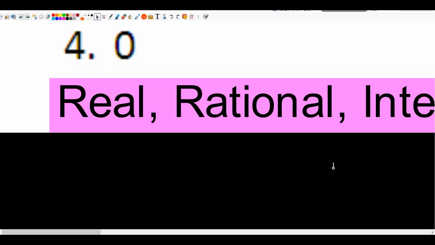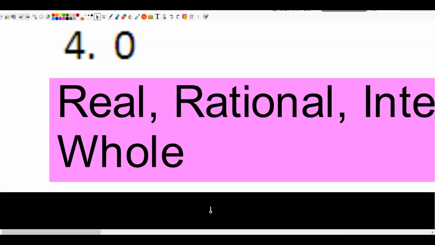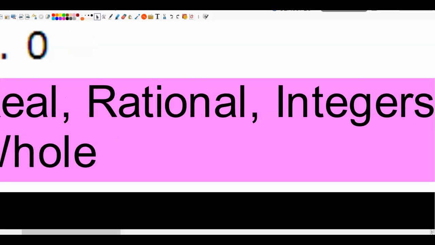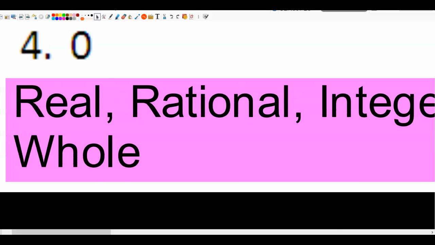Zero. 0 is that special number that has its own classification category. So 0 is a real, it's rational, it's an integer, and it's a whole number.